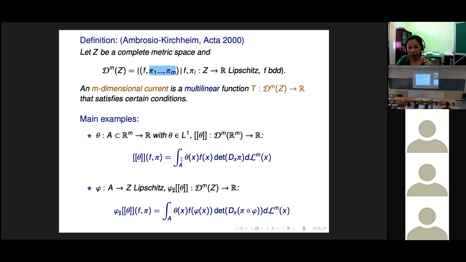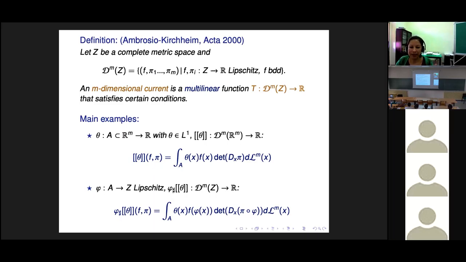What you have to do is integrate your theta function, which is actually called the weight, and multiply it by f. And this pi is a function that goes from R^m to R^m. So you can take the derivative, which exists almost everywhere, and then take the determinant. You multiply all these things and integrate. And that's your current.